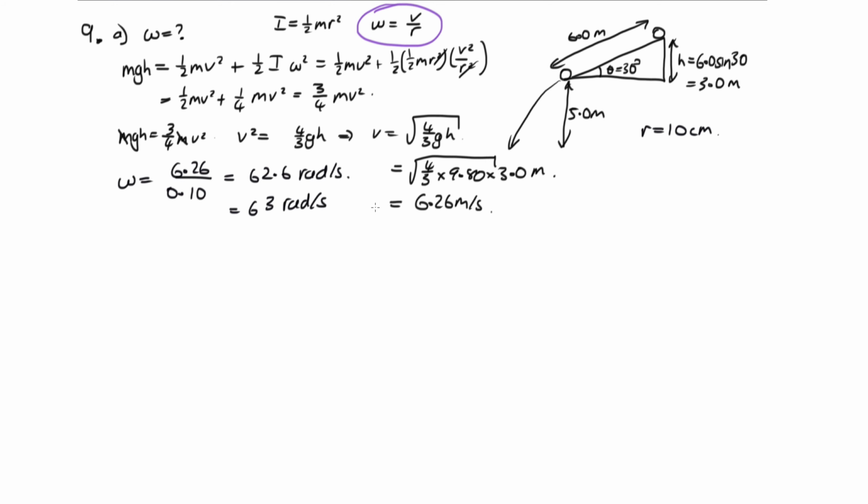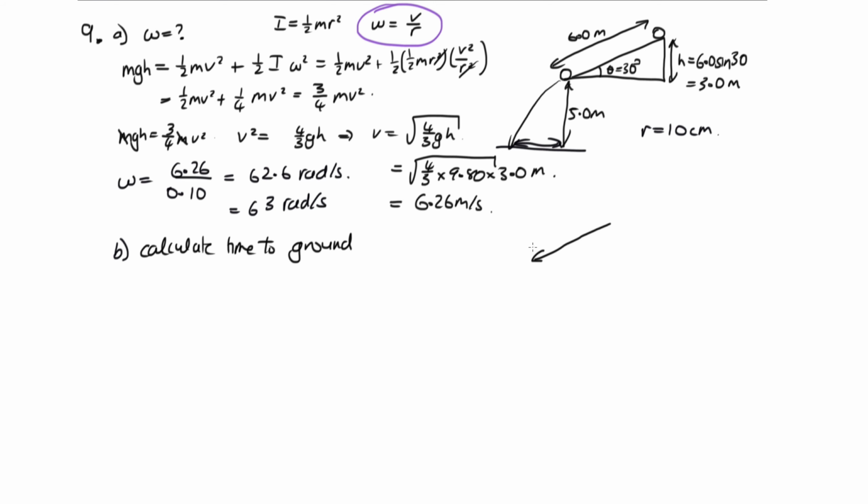Now, in part B of the question, it asks us how far horizontally from the roof's edge does the cylinder hit the level ground. Okay, so now we're trying to work out this range here. So to do that, we'll need to consider the horizontal and vertical components separately and start by calculating time to ground. Now, the thing to remember here is that it isn't initially traveling in the horizontal direction.